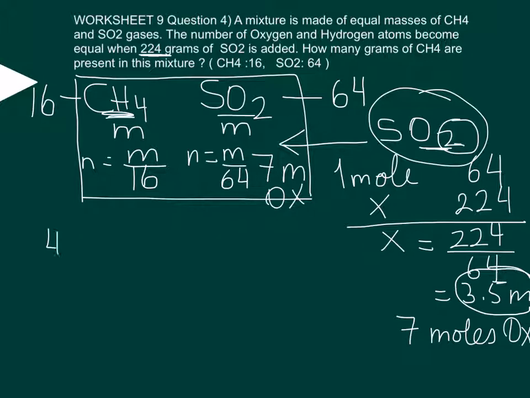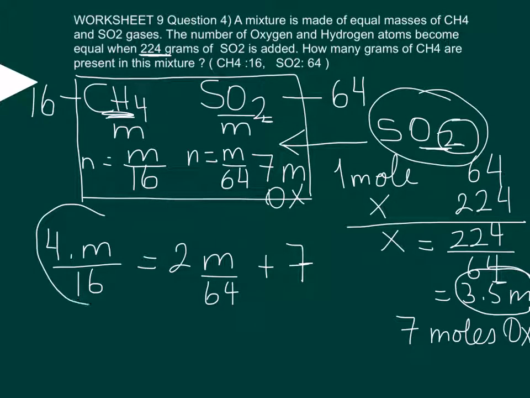Now, let's make the hydrogens equal to the oxygens inside the container. 4 moles of hydrogen times the mass of methane over 16 is equal to 2 times M over 64 plus 7.